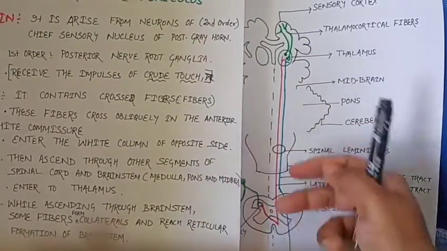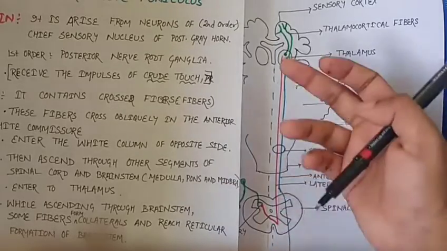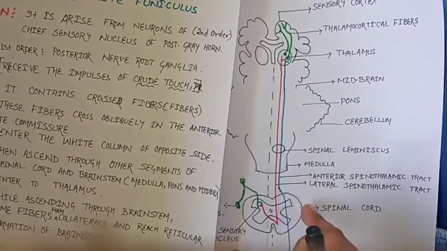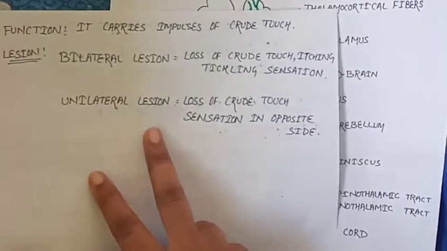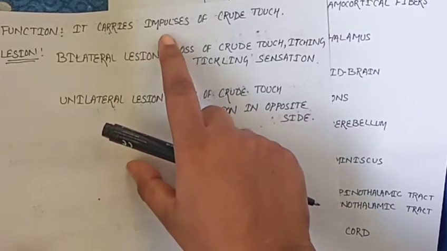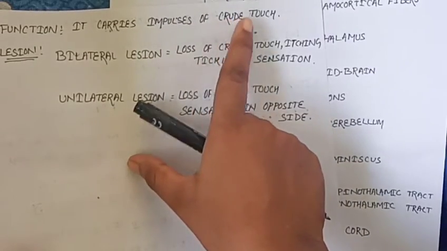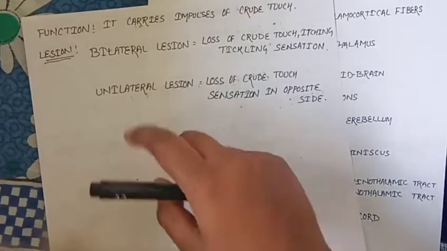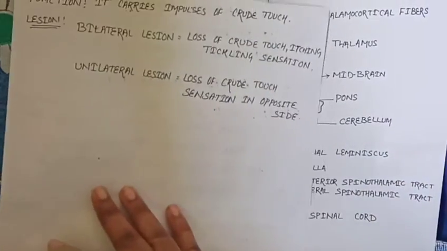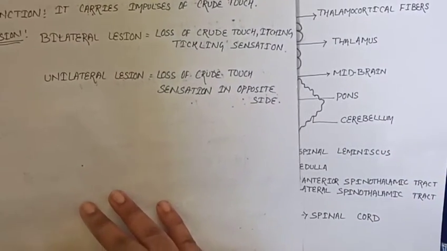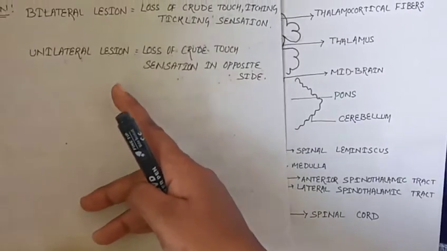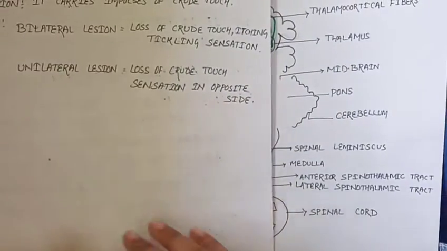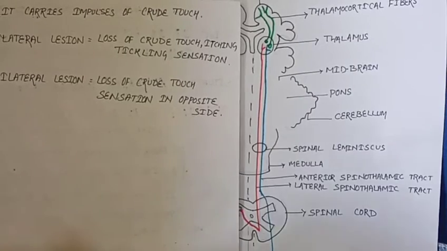Now we have discussed the origin, course and termination. Now we go towards the function. What is the function of this pathway? This pathway carries the impulse of crude touch. And when there is a bilateral lesion, what happens? What does bilateral mean?